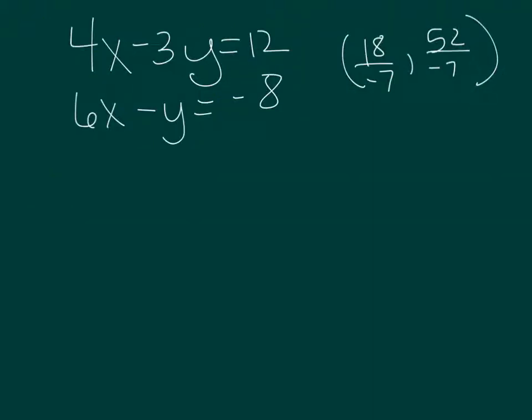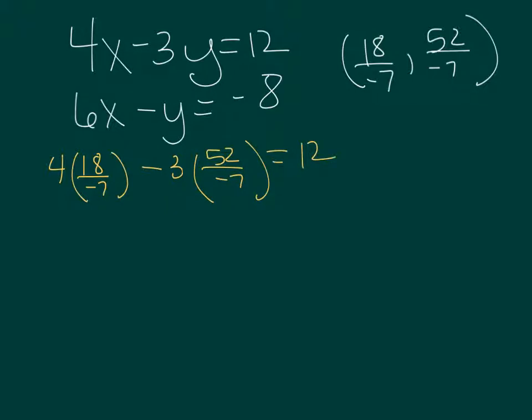Alright, so I came to the next screen just so that I could actually check it. I didn't have any room. So when I check this problem, I have 4 times 18 over negative 7 minus 3y. Oops, nope, I got to actually plug in my y. Forgot about that. Negative 3 times 52 over negative 7. And we're going to see if that equals 12. I have no idea. So in the first one, we have 72 over negative 7. And we have negative 3 times 52 over negative 7. That's going to be positive. And it's going to be 156 over 7.